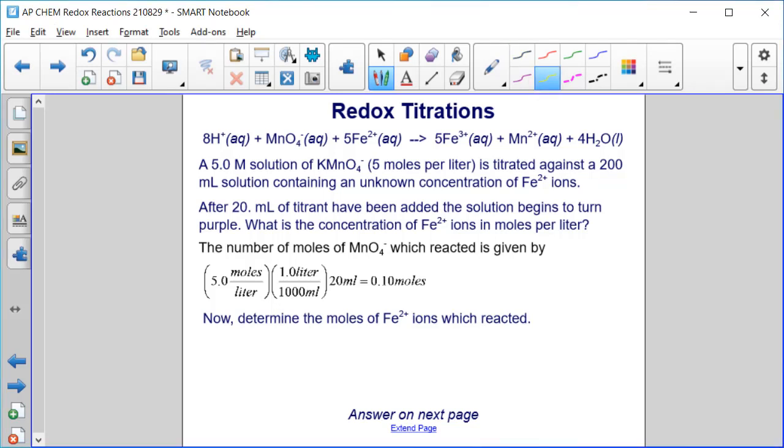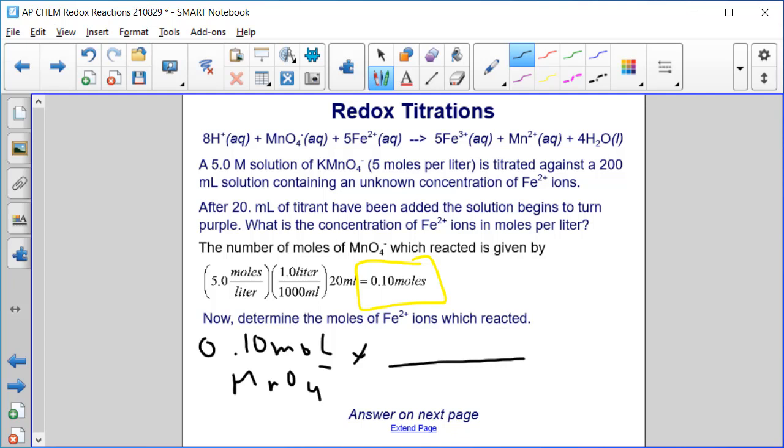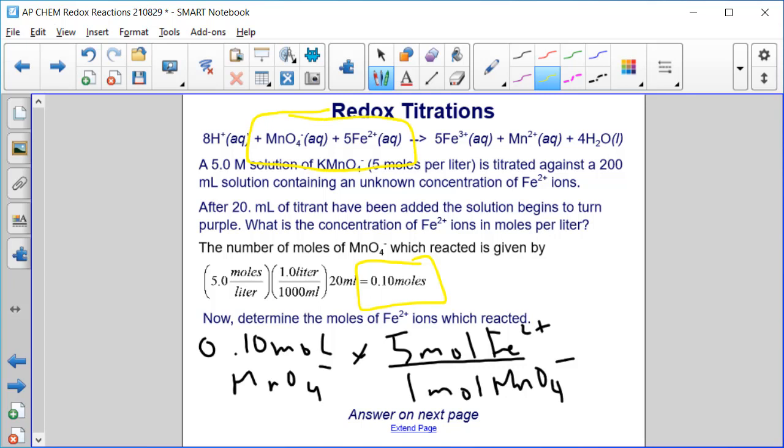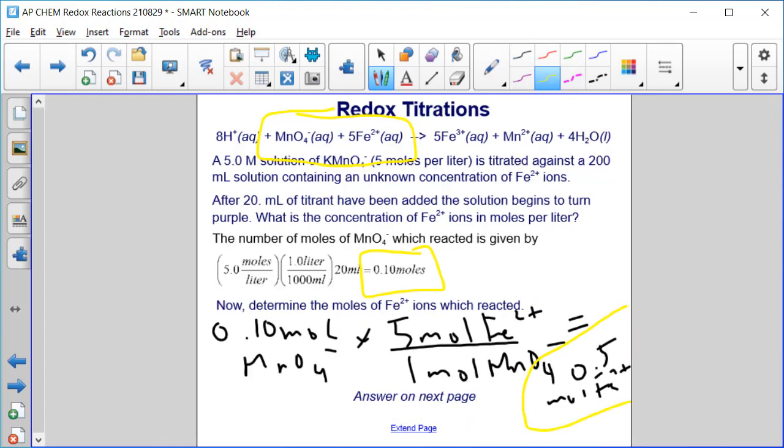Okay, so in this next slide, I've carried over my answer from the previous slide. Now let's use the balanced chemical reaction to find the moles of iron 2+ that reacted. So first of all, if I know I reacted 0.1 moles of MnO4-, 5 moles of Fe2+ react for each 1 mole of MnO4-. And that just comes from looking at these coefficients in the balanced equation. And so 5 times 0.1 is 0.5 moles of Fe2+. Okay. 0.5 moles of Fe2+.